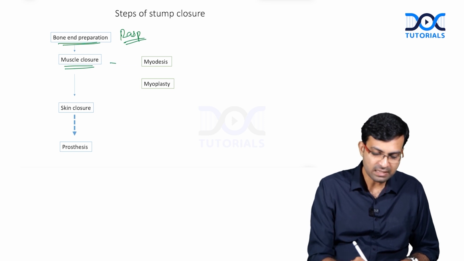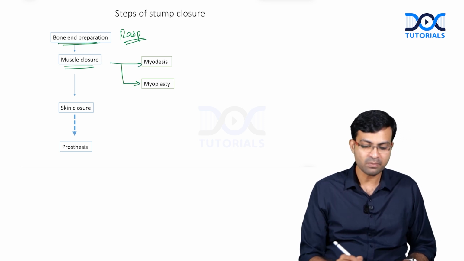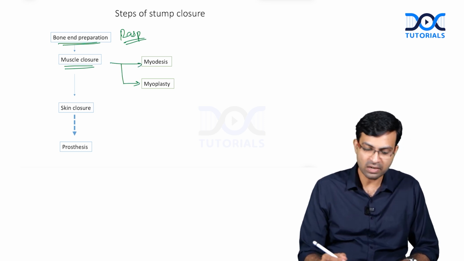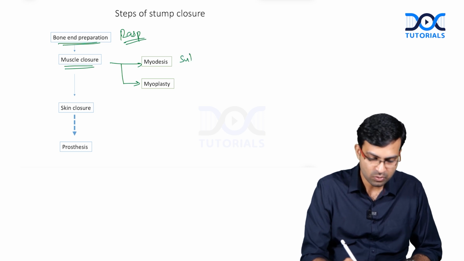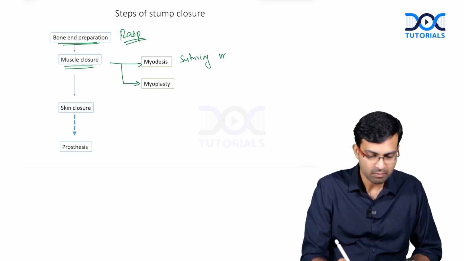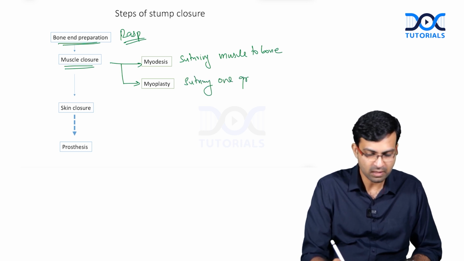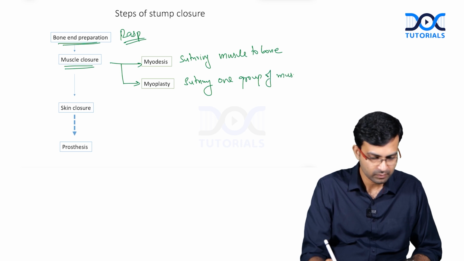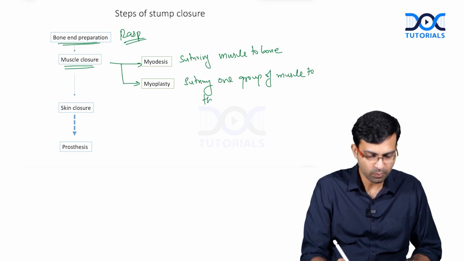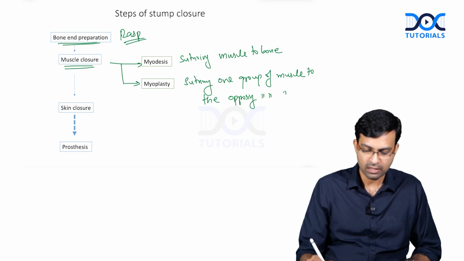There are two ways in which you can do muscle closure: myodesis and myoplasty. What is the difference? Myodesis is suturing muscle to bone. I will show you how it is done. Myoplasty is suturing one group of muscle to the opposing group of muscle. So I will show you.